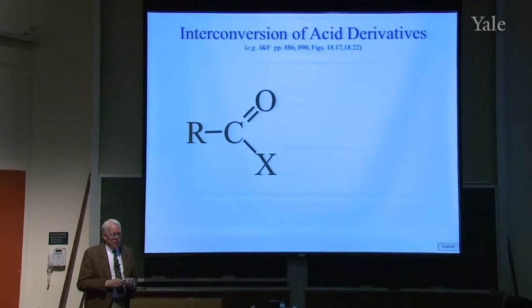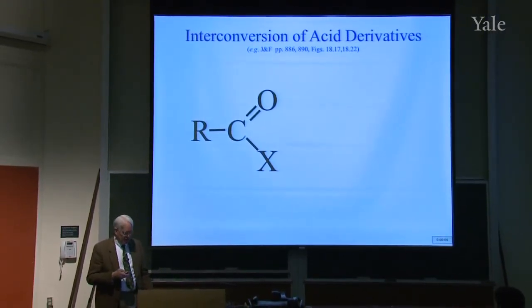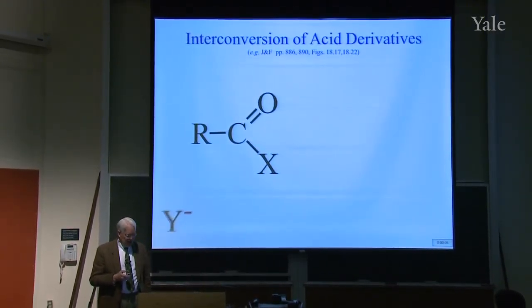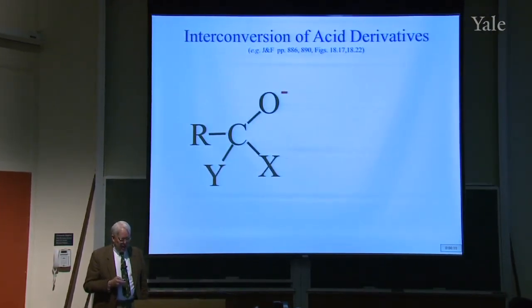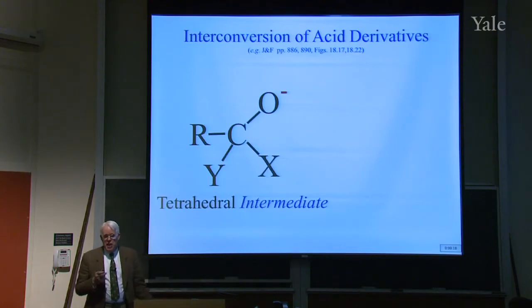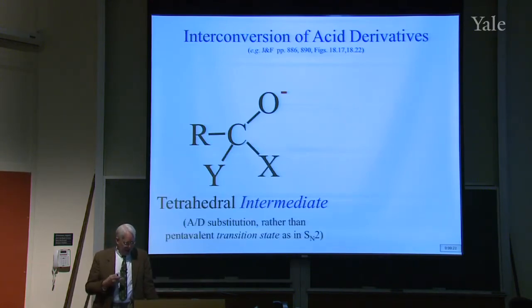Okay, now the interconversion, the chemistry of the acid derivatives. So the idea is that some nucleophile comes in and forms the bond, and then the other one leaves. Okay, so that's a substitution. But of course, it involves a tetrahedral intermediate. It's not like SN2. You actually have an association to give a stable intermediate, followed by dissociation. So it's not a pentavalent transition state, it's a tetrahedral, tetravalent carbon intermediate.